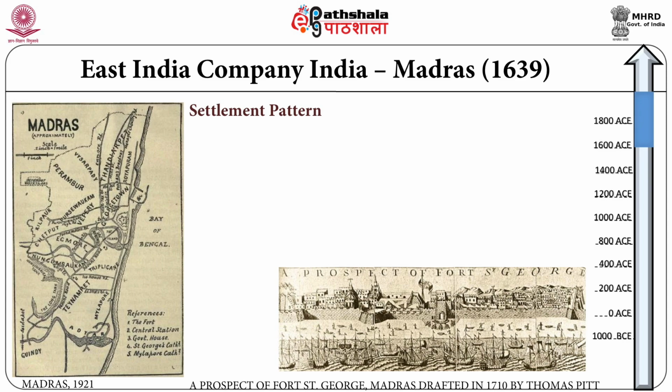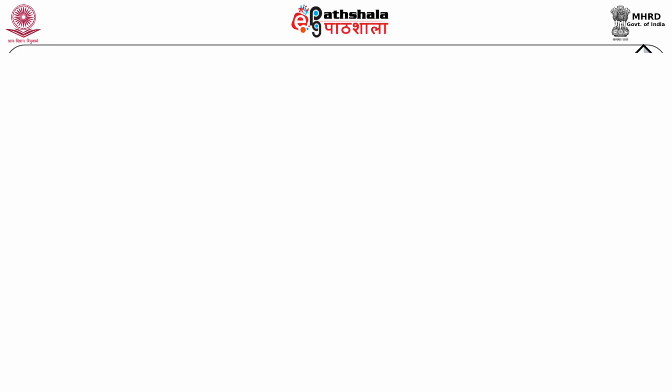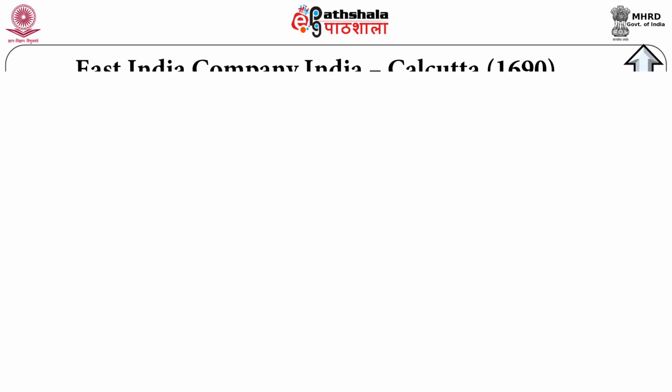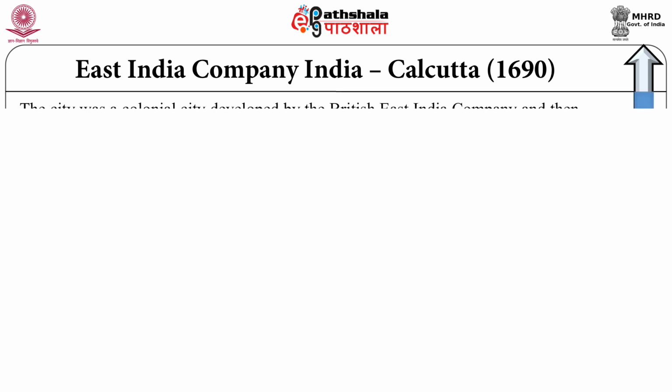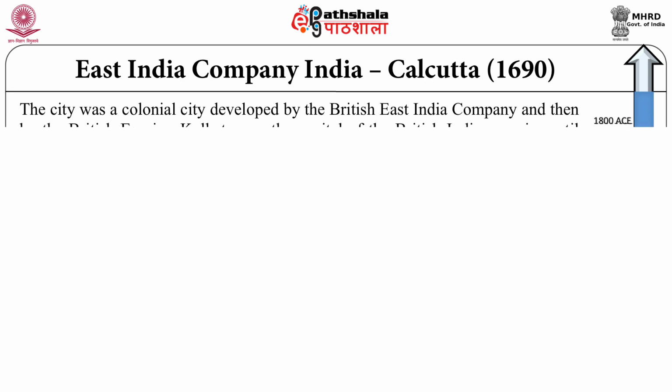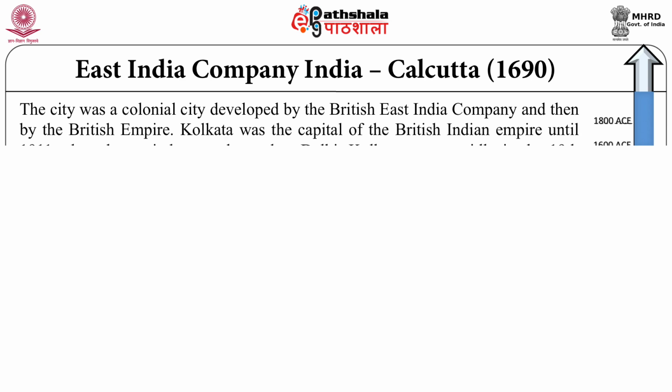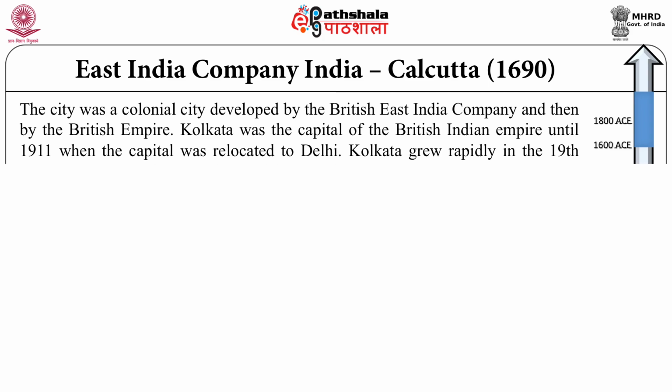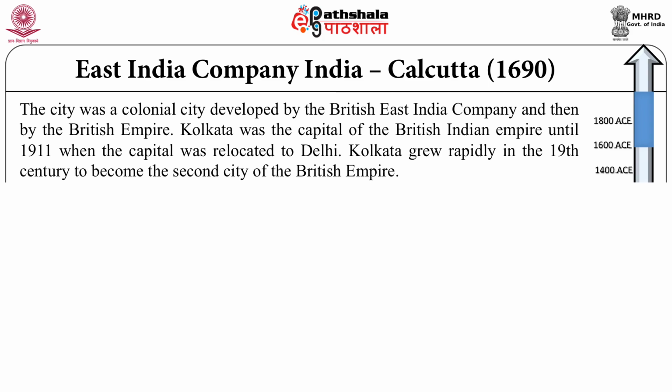George's Cathedral, and at number 5 is the Mylapore Cathedral. You can see all these located in the drawing. Next we come to the city of Kolkata, which was Calcutta when the British East India Company was there, and the city of Calcutta developed as a colonial city. It became the capital of British India. It was the capital of the British Indian Empire till 1911, before the capital was relocated to Delhi.